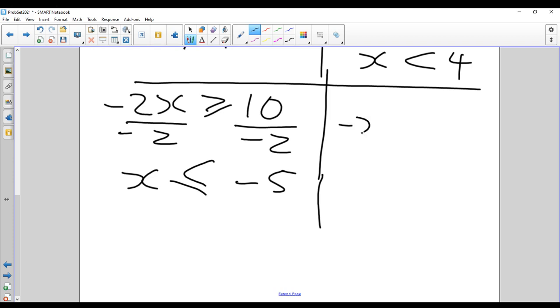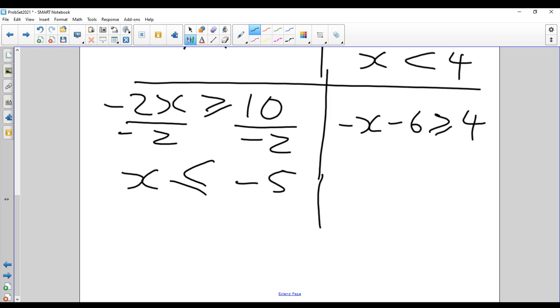Let's say minus x minus 6 is equal to 4. I just made that up. Not equal to. Greater than or equal to. Sorry. Minus x minus 6 is greater than or equal to 4.